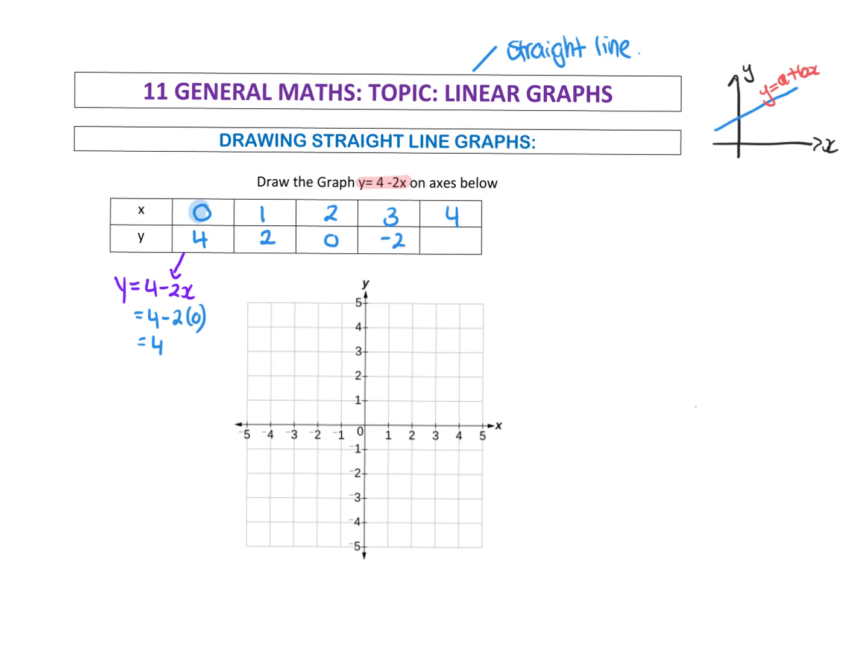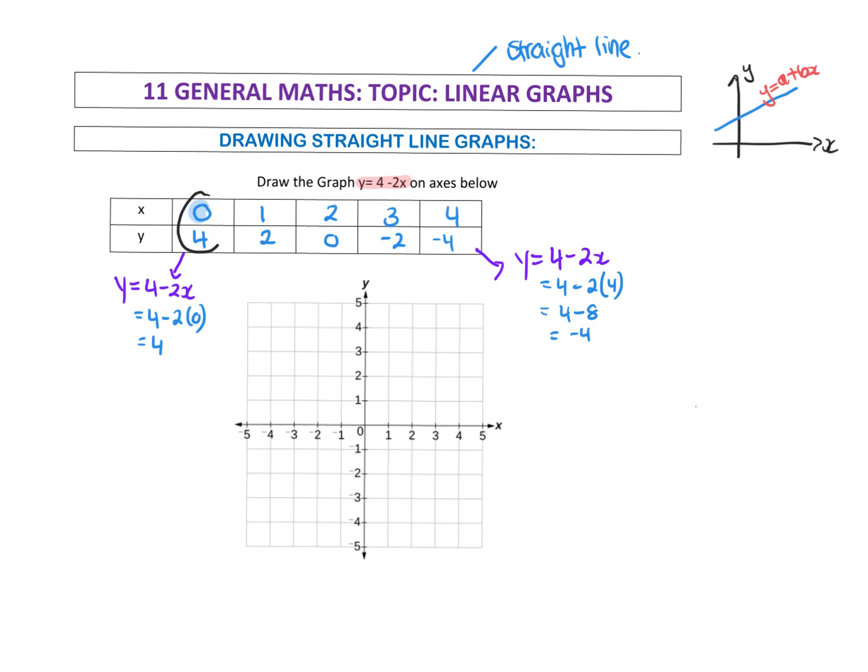Just to show you, I'll do the last one, so you've got another example. The rule was 4 minus 2x. In this case, x was 4, so it would be 4 minus 8, which is negative 4. Okay? So we've set up a table of values, and now we can plot those points.